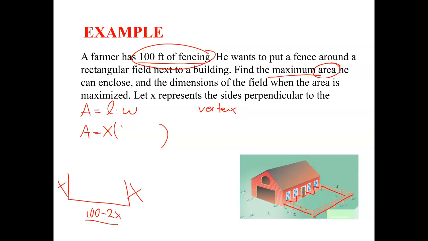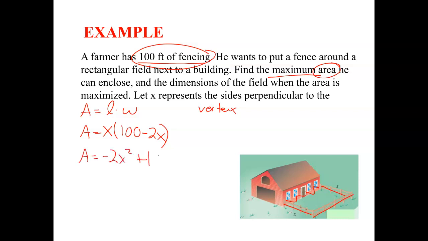So now I have, in terms of X, length times width. Length being the short side, width being the long side. 100 feet minus the 2 sides that I already used, that's going to be whatever's left over for the width. Now that I have an equation in terms of X, I can go ahead and solve. So let's write it in quadratic standard form. Negative 2x squared plus 100x, just some distributive property and commutative property. Okay, negative 2x squared plus 100x.